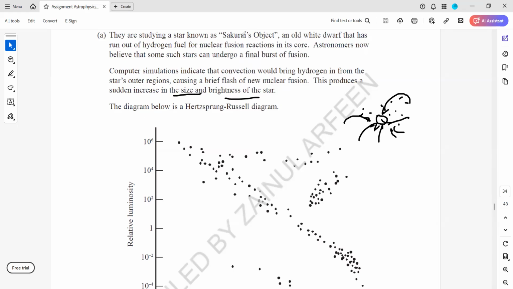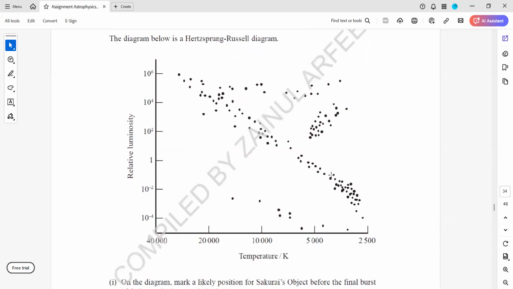The HR diagram, the Hertzsprung-Russell diagram, is shown here, with the relative luminosity. Relative luminosity is actually a comparison of the luminosity with the Sun. When we say luminosity is 1, it means it is the same as the Sun. And we have the temperature: 40,000, 20,000, 10,000, 5,000, 2,000. So in an HR diagram, the temperature is always divided by 2, like you can see 40,000, 20,000, 10,000, 5,000, 2,000, 500.